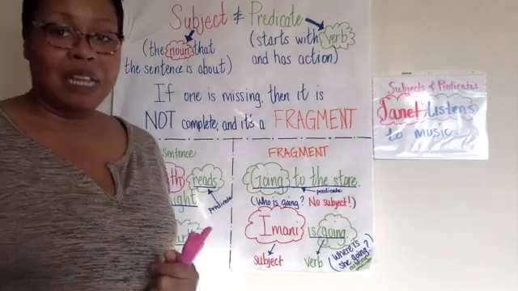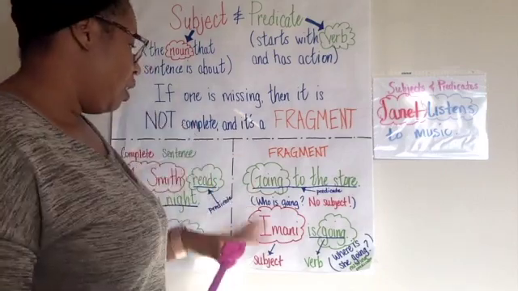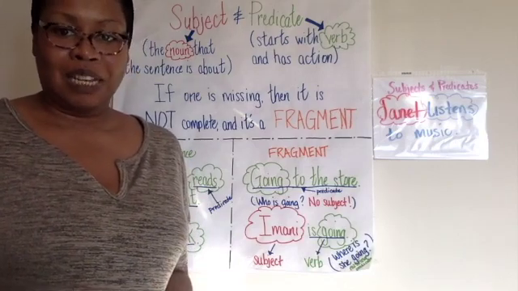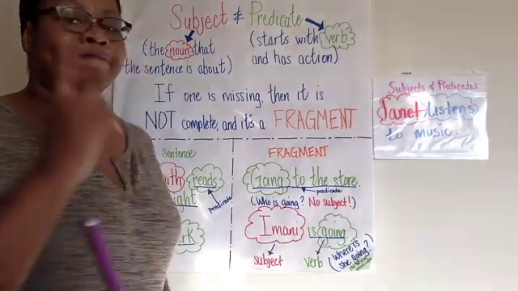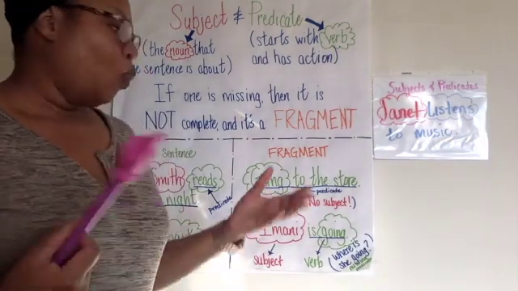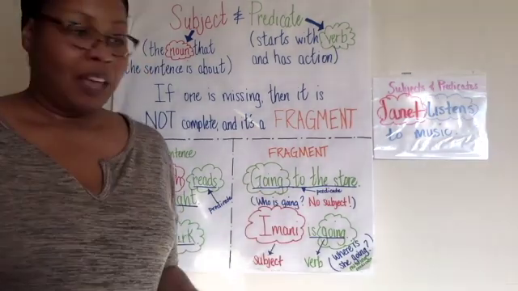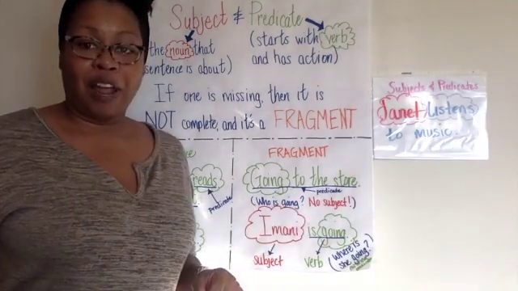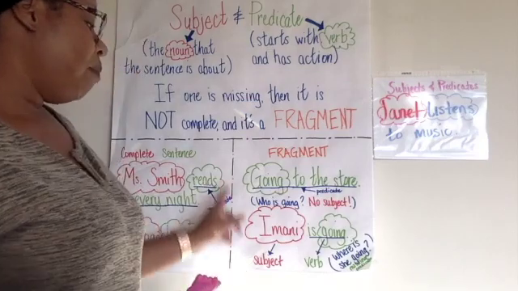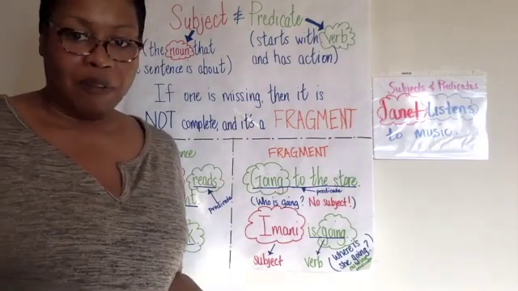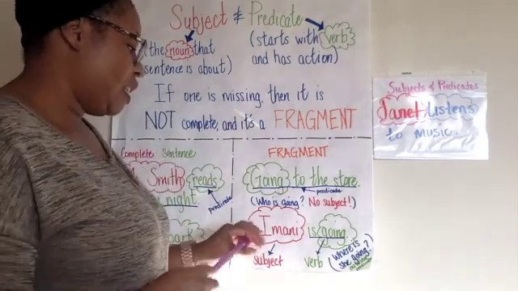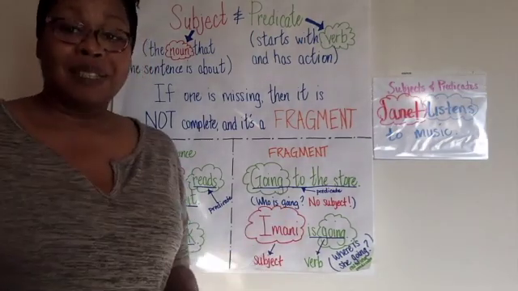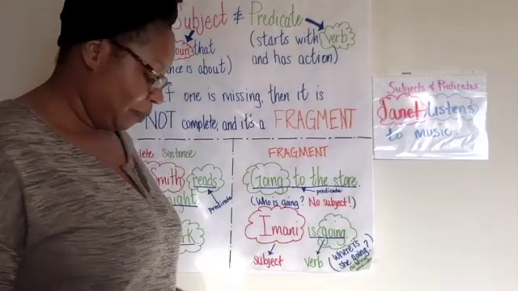So let's look at some examples of fragments. Going to the store. What's missing from that sentence? Our subject. We don't know who's going to the store. There's no subject. Now let's look at the example for our next fragment. We have Amani is going. We have our subject. We know the subject is Amani, but where is she going? There is a missing part of our predicate.